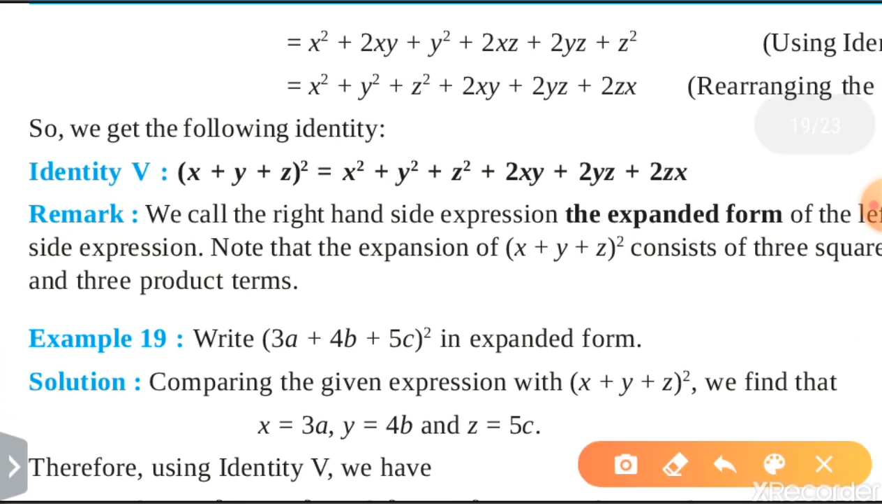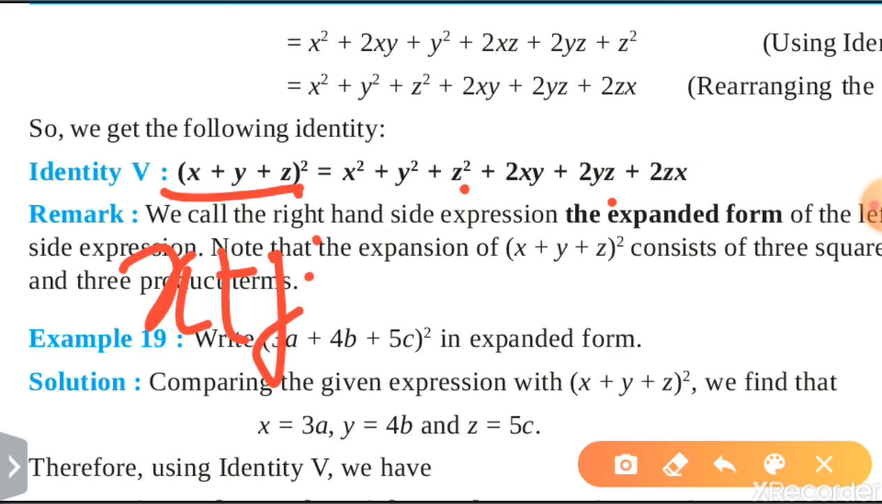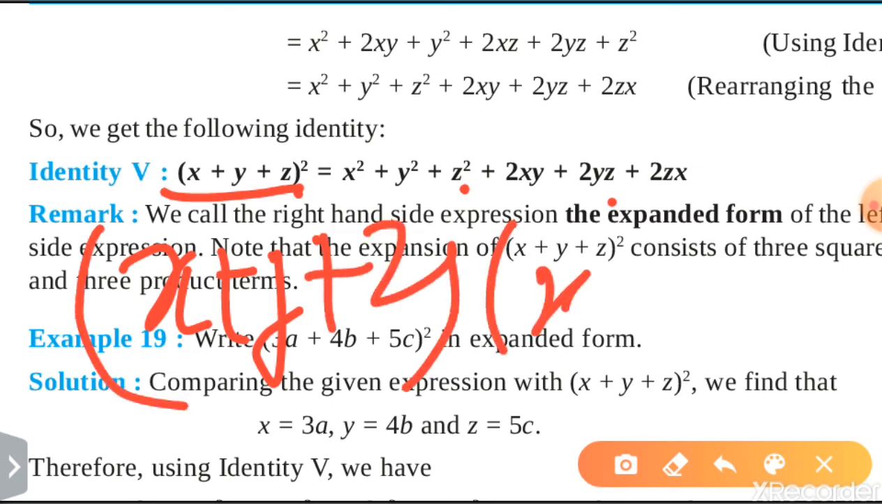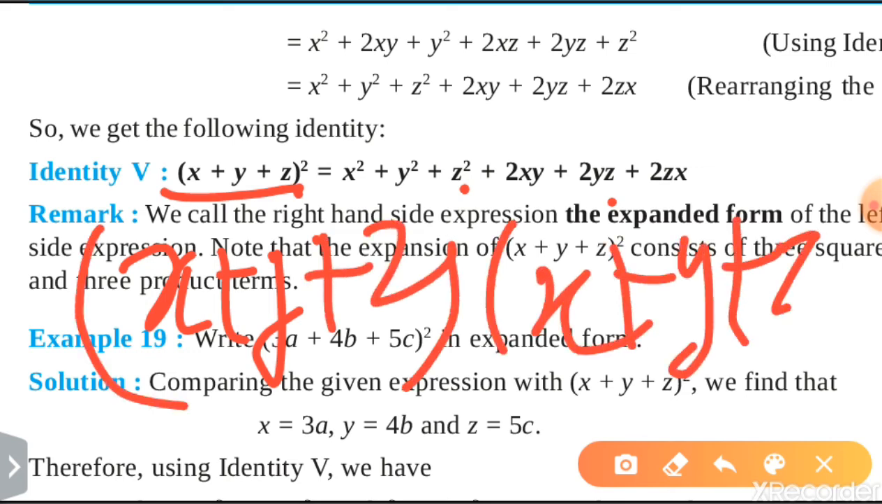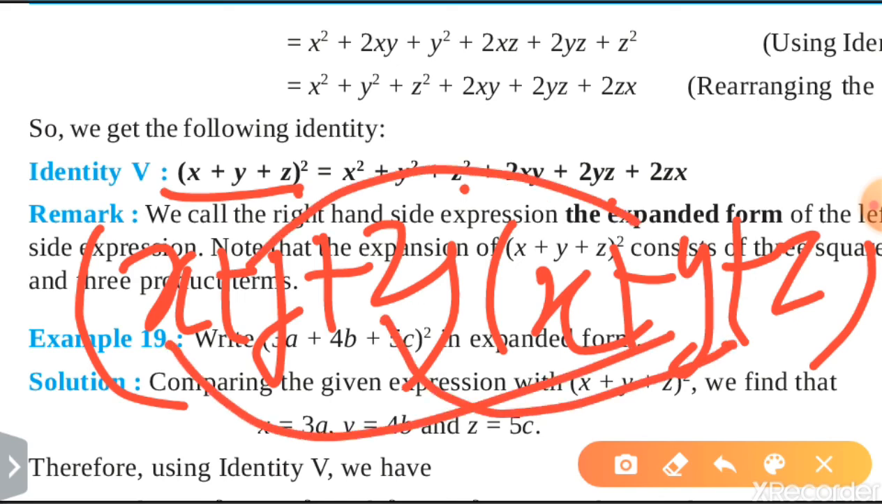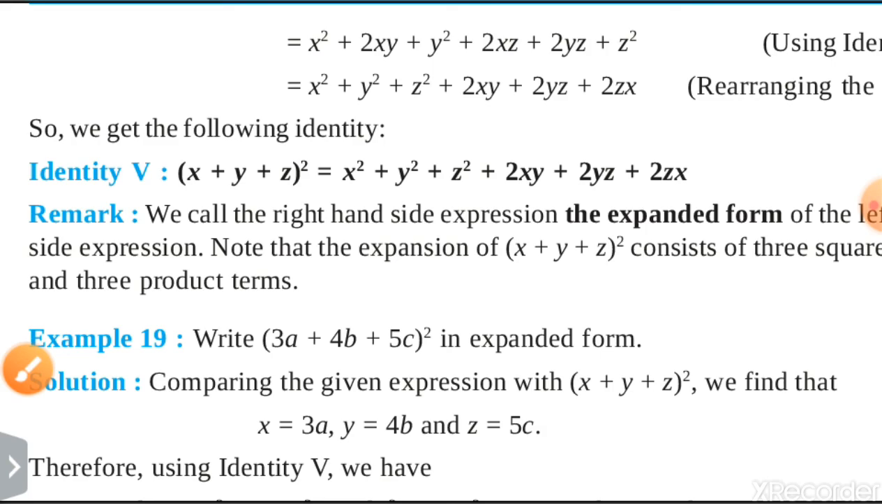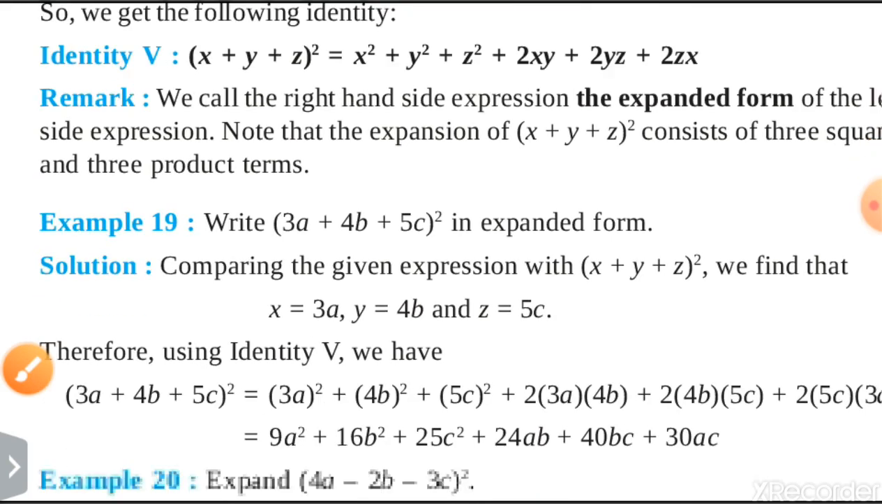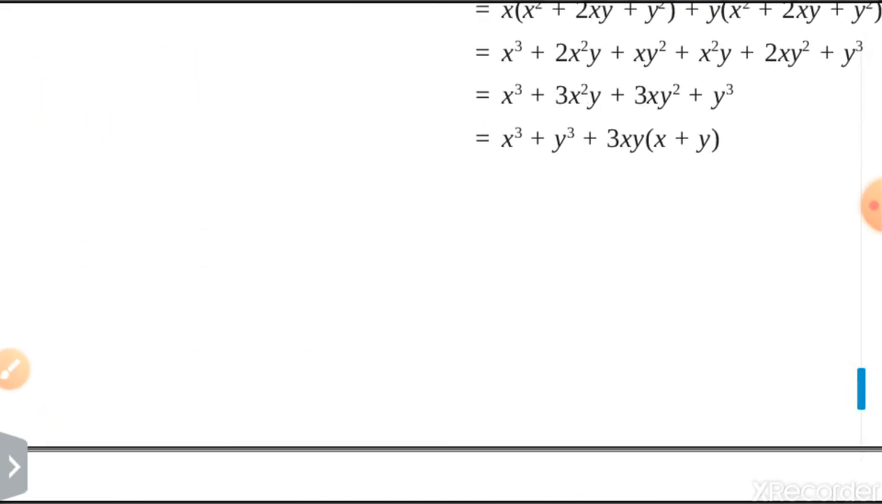You can see that it's (x plus y plus z) square equal to x square plus y square plus z square plus 2xy plus 2yz plus 2zx. The same process you will follow: x plus y plus z in a bracket and x plus y plus z in a bracket, and then you will multiply x by all the terms, y by all the terms, z by all the terms, and then you will find the answer. Now move to the next identity.